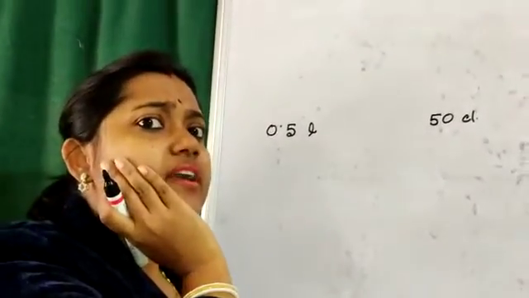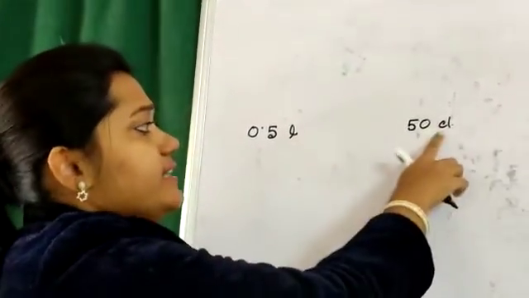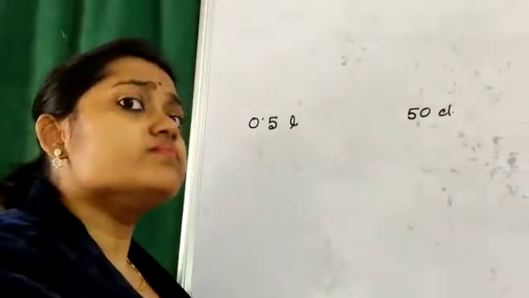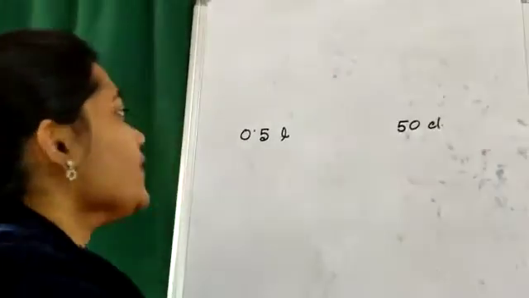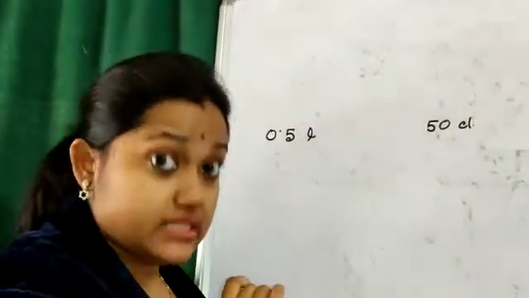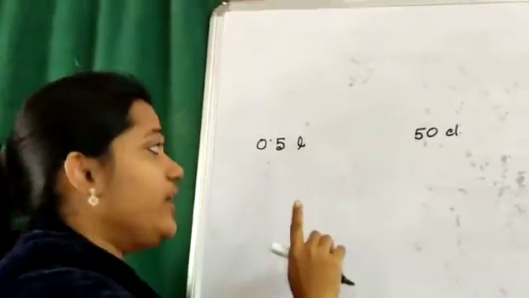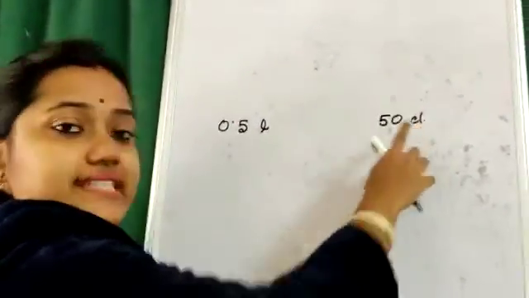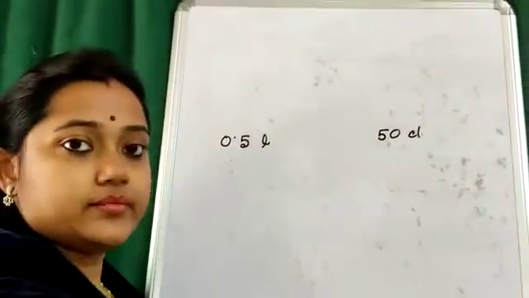I need to compare it. But how can I do it? This is in liter and this is in centiliter. How can I compare all of these things? Tell me. Exactly so. I can compare the things when they will be in same unit, isn't it? So now I need to convert this 0.5 liter into centiliter so that I can compare the quantity.